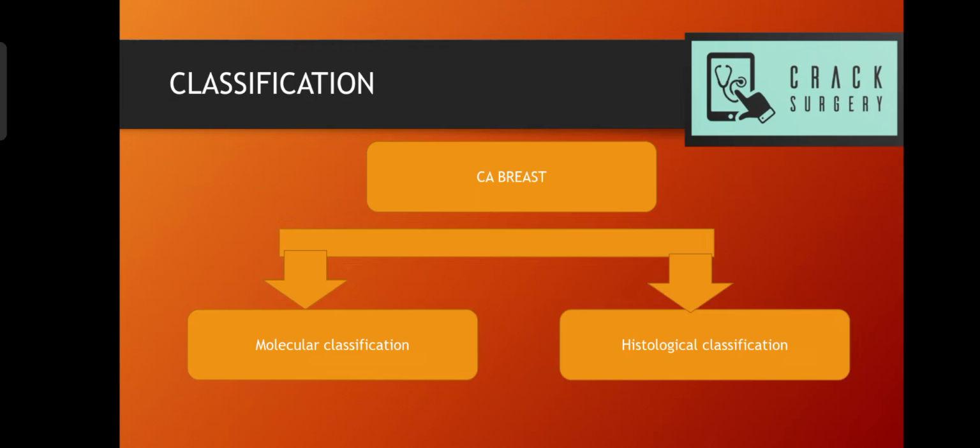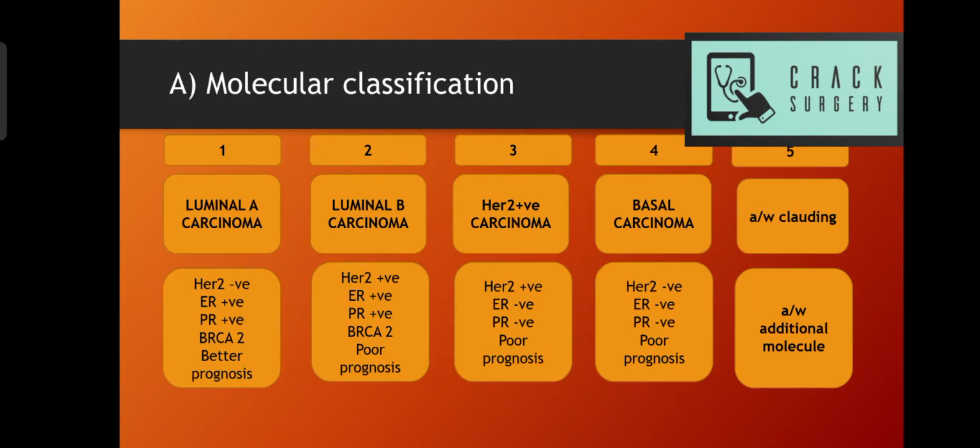Now we are going to discuss the classification of breast cancer. It can be classified in two categories, that is molecular classification and histological classification. First, we discuss the molecular classification, which is subdivided into 5 types. First is luminal A type carcinoma, second is luminal B type carcinoma, third is HER2 positive carcinoma, fourth is basal carcinoma, fifth is Claudin, sorry, G is not present, Claudin.